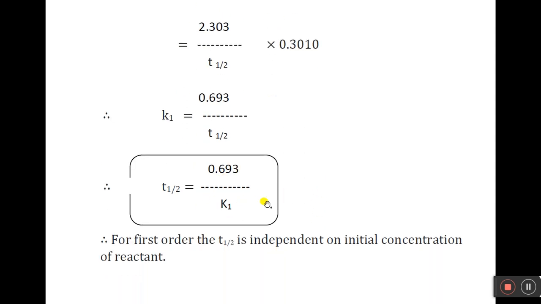k1. Okay, so this is a small k. Note it, this is a small k. So the half-life period of a first order reaction is independent of initial concentration. Also, the half-life period of a first order reaction is inversely proportional to the first order rate constant. Okay, clear? Now let us move next.